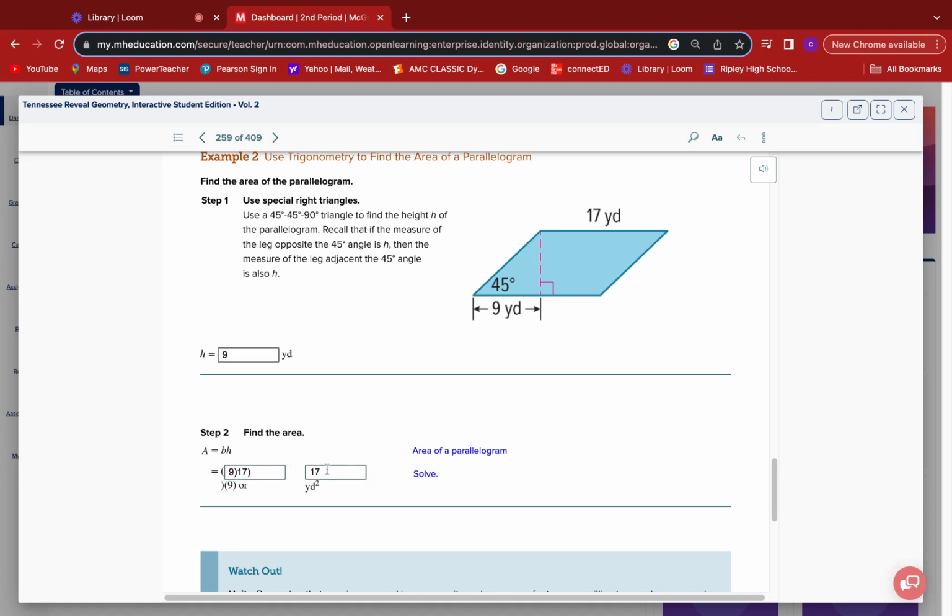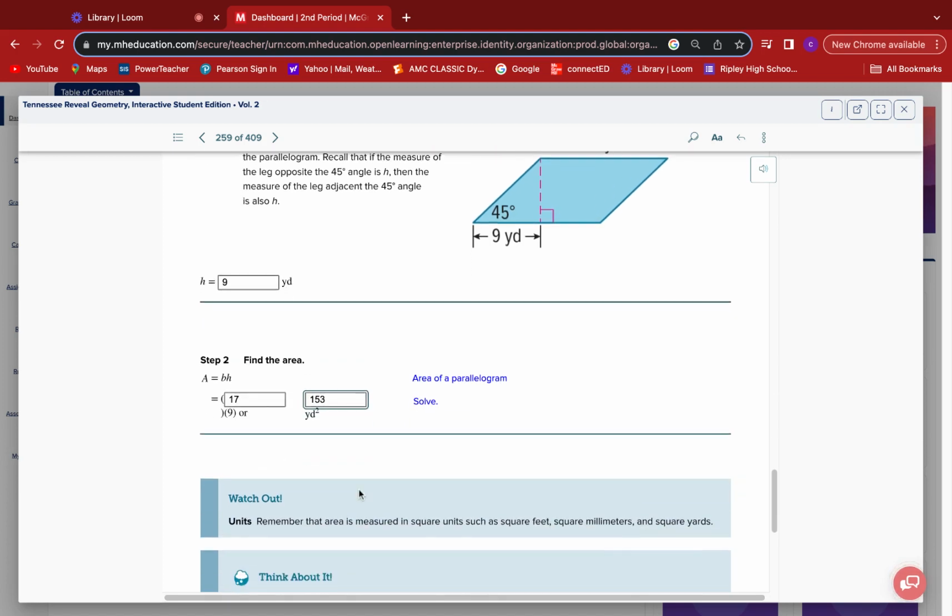Okay, so this is asking for the answer right there. I got it. All right, so 9 times 17, or 17 times 9. I need to look more in my workbook. 17 times 9 on my calculator is 153, and this is square yards. So the answer is 153 square yards, everybody, for example number 2.